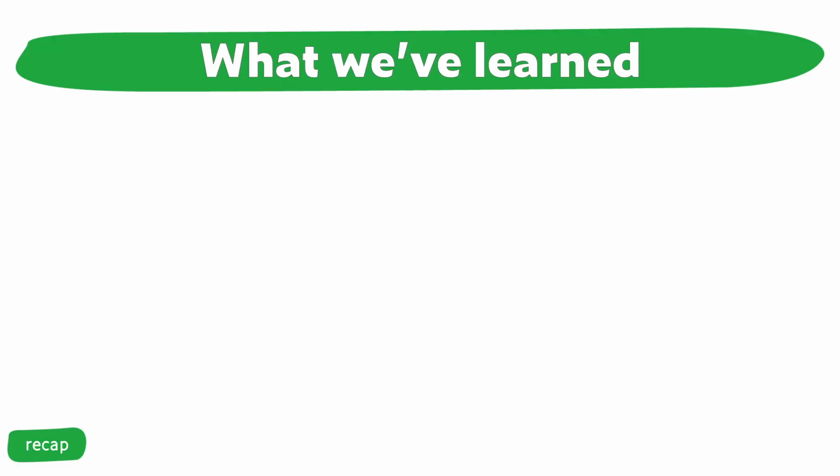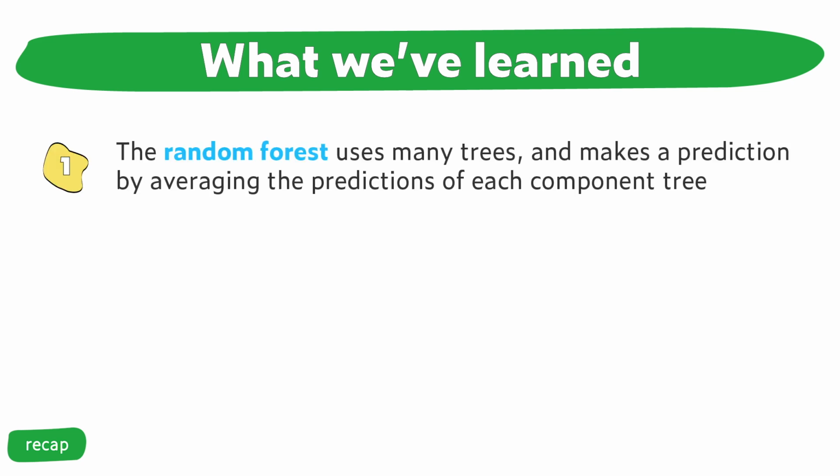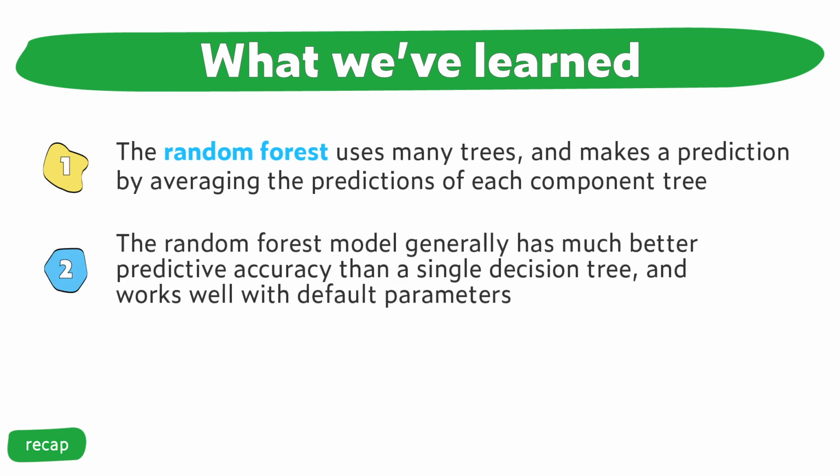Between everything we've covered in this video, as well as the material on the Kaggle Learn Intro to Machine Learning Random Forest module, we've got two main points I'd like to make sure we recap. One is that the random forest model uses many trees and makes a prediction by averaging the predictions of each of the component or individual trees. And two, the random forest model generally has much better predictive accuracy than a single decision tree, and it works well with default parameters. We've majorly leveled up our machine learning skills.